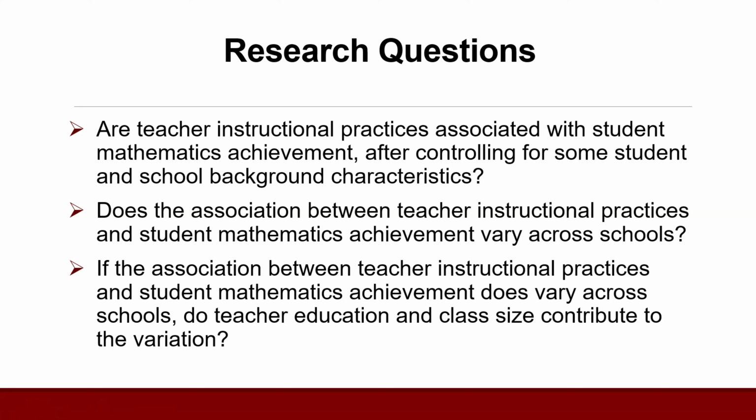So the research questions that we wanted to address were as follows. First of all, are the teacher instructional practices associated with student mathematics achievement? And we controlled for certain school and student background characteristics that I'll talk about in a little while. And then if we have a significant association there, we wanted to know, does that association vary from school to school? And then if it does in fact vary from school to school, we wanted to examine whether two school level variables, teacher education and class size, help contribute to the variation in math achievement.